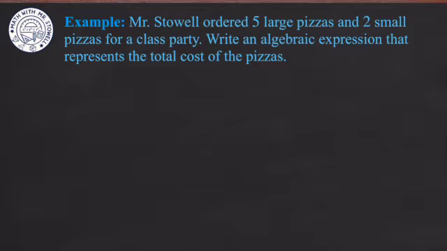Okay, well, they don't give us any price in here. Let's say that L will be for large pizzas and S will be for small pizzas, for the prices of those. So if we have 5 times the price for the large and 2 times the price for the small, and add those two prices together, isn't that going to be the total price? So that would be your expression for that one. That's actually probably one of the easiest expressions that we can have.